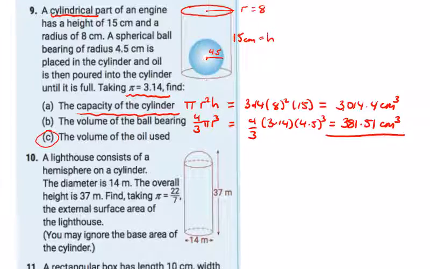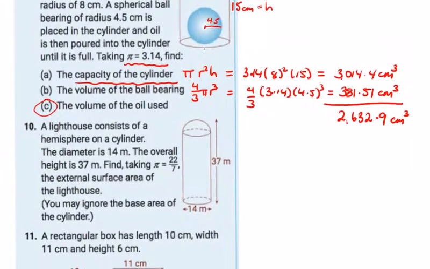Oil can't take the place of the sphere, so 3014.4 minus 381.51, 2632. We'd round off here. 0.5 cm cubed. It's 0.9, isn't it? Not 0.5, 0.9. Okay.